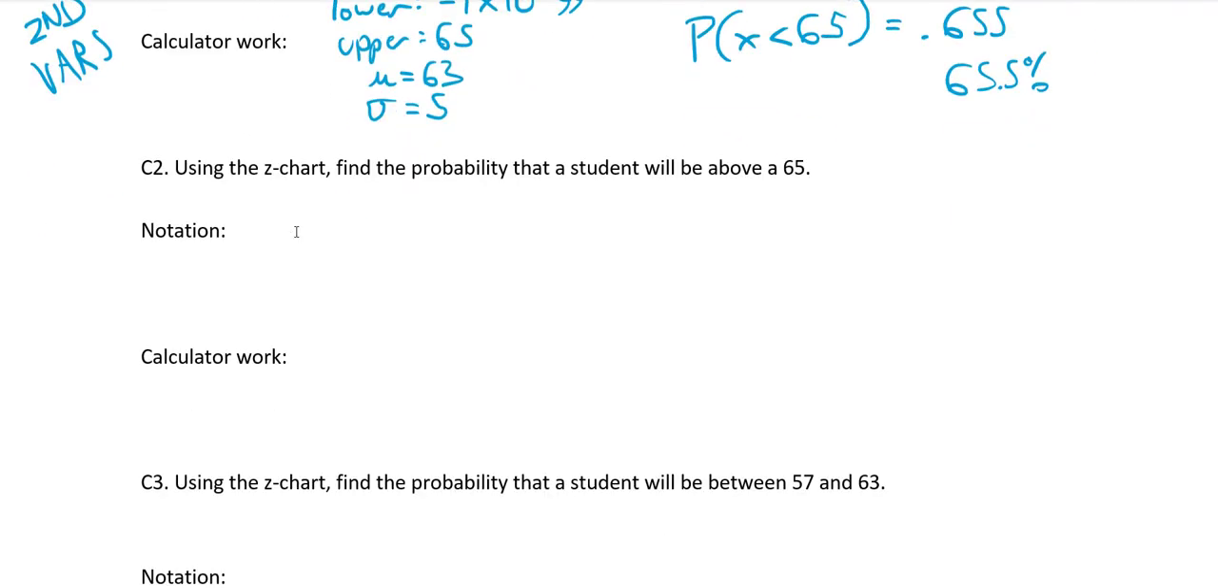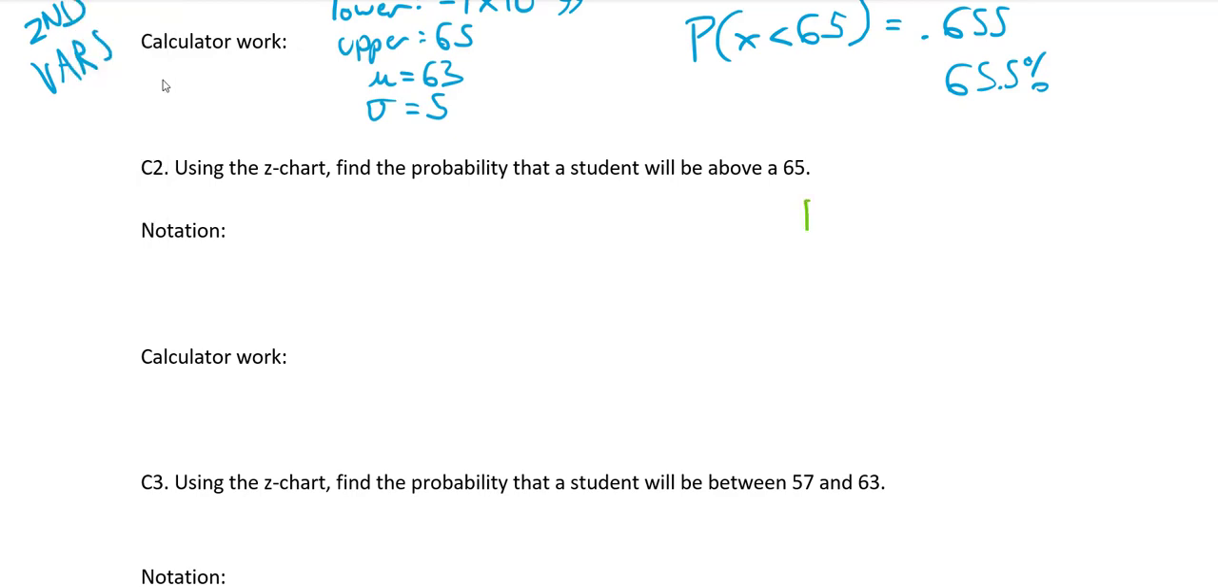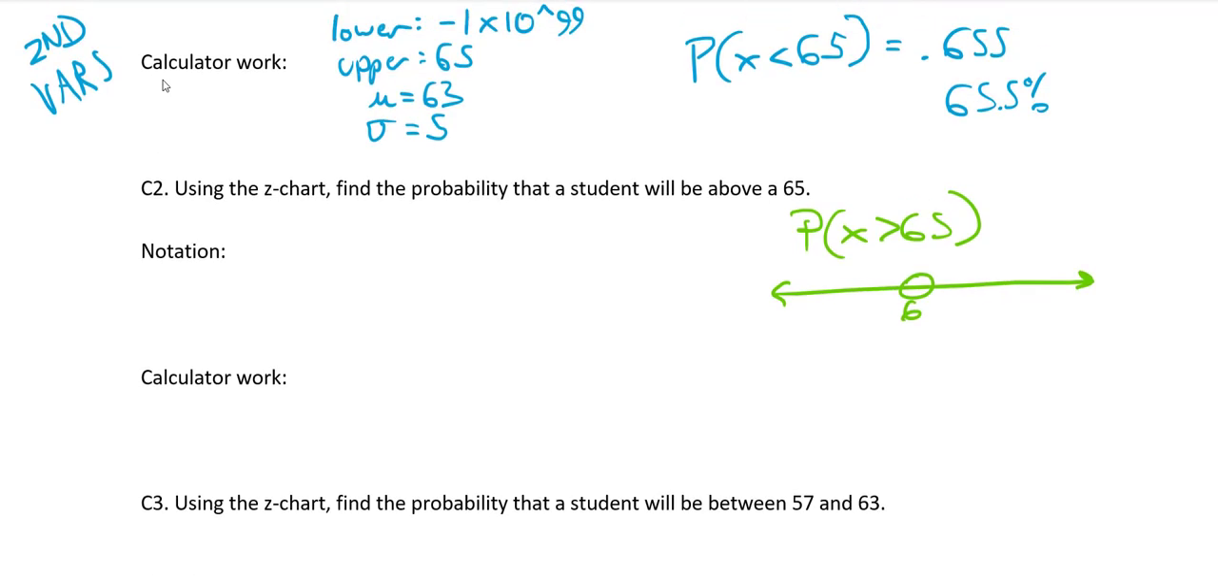Now, we're not going to use the z-chart, but we're going to find the probability that a student will score above 65. A few of you probably are thinking, well, can't I just find the complement of the previous answer? Well, yeah, of course you can. But let's actually practice the notation here, because what we want is the probability that our x is greater than 65. So let's make another number line here. By making a number line, we can easily see the low number and the high number of our limits. So here's our open circled 65.